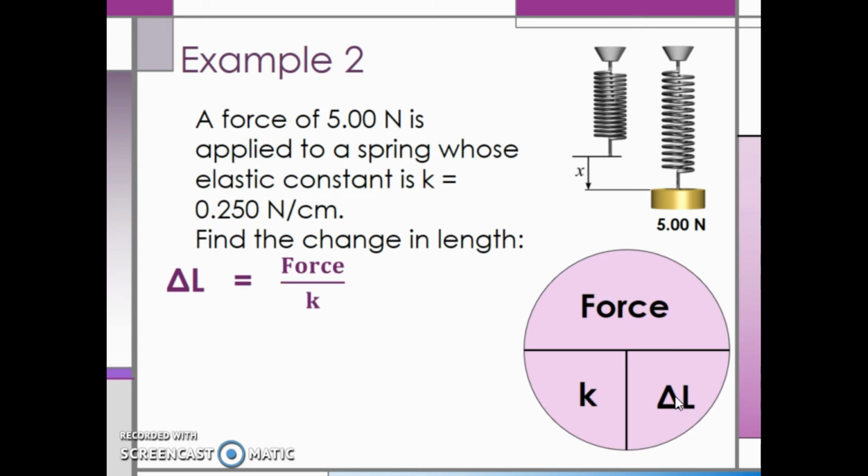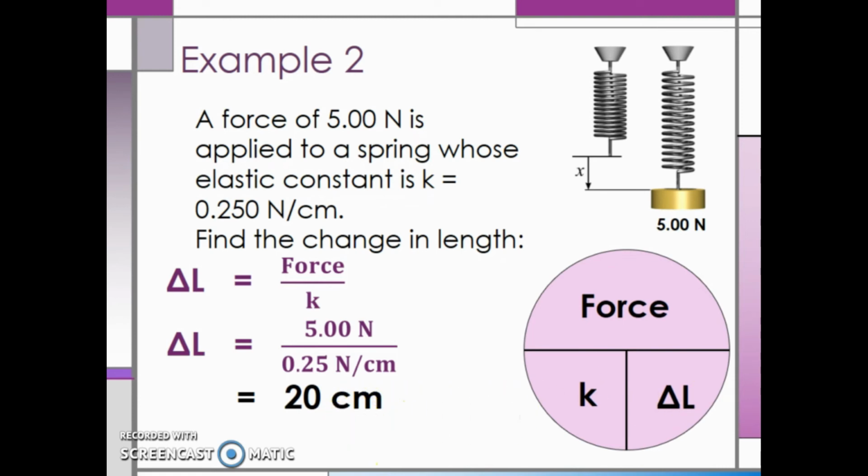We can then substitute in what we know. We know the force is 5 newtons, and we know K is 0.250 newtons per centimeter. Dividing, this gives us a change in length of 20 centimeters. This concludes our discussion of solids and Hooke's law.